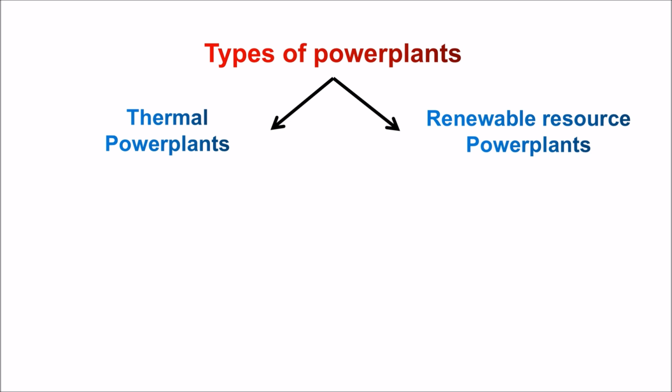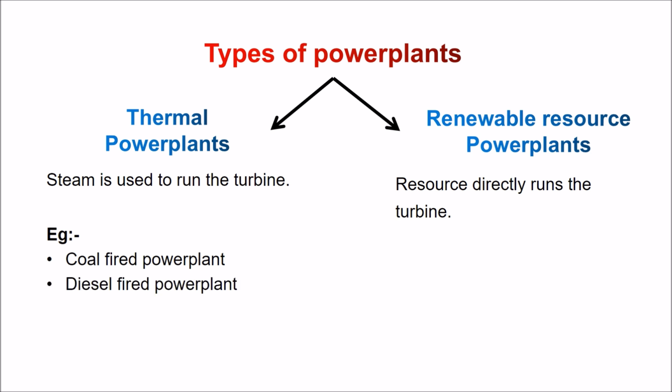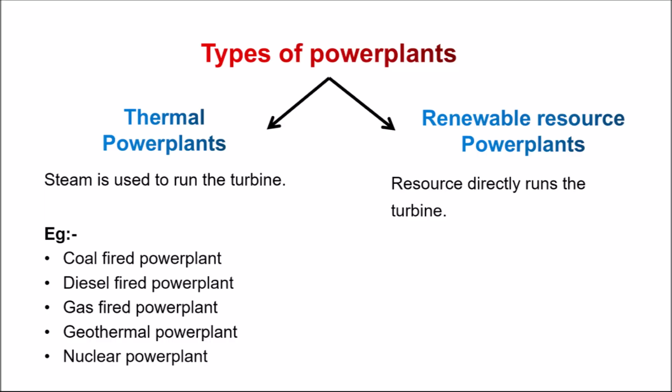In case of thermal power plants, fuel is burnt to produce heat, which converts water into steam, and this steam is used to run the turbine. While in case of renewable resources, the source itself helps run the turbine. There are 5 types of thermal power plants in common knowledge. Thermal power plants either use coal, diesel, natural gas, geothermal, or nuclear energy as a fuel to produce heat.